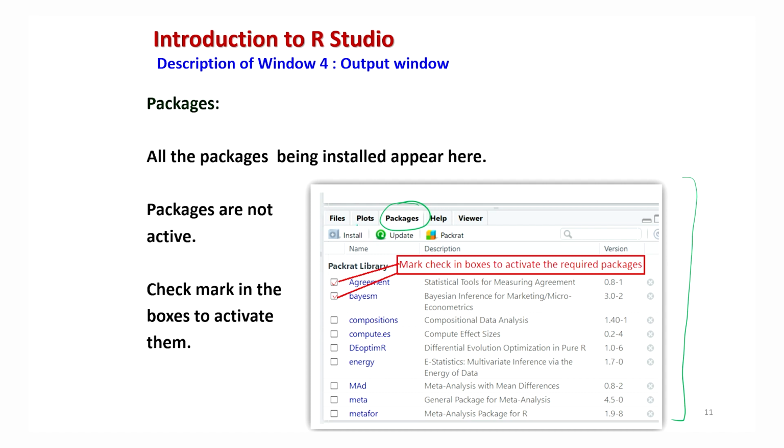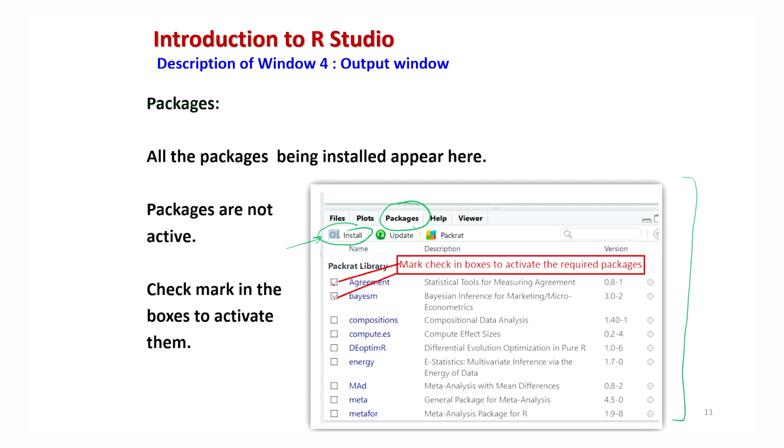So the first option here is install. As soon as you press install, a pop-up window comes, where you have to type the name of the package which you want to install, and then you click, and it will install the package on your laptop.